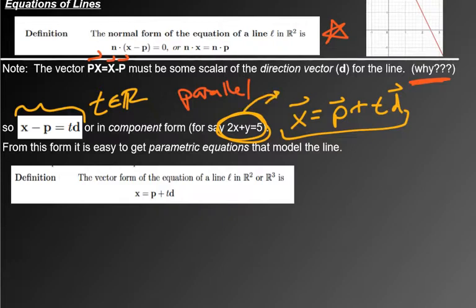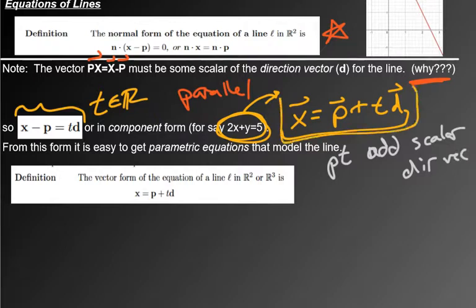And the way I want you to think about this one is, you can build a line with vectors by starting with a point and then just adding to it some scalar of the direction. That's the direction vector. That's all this thing says right here.